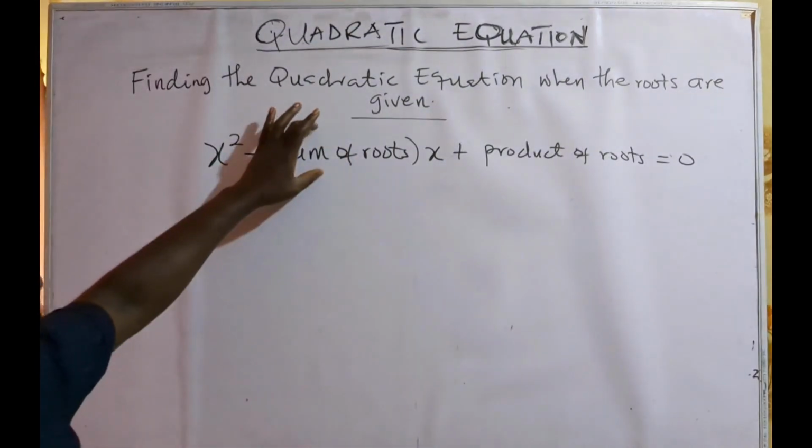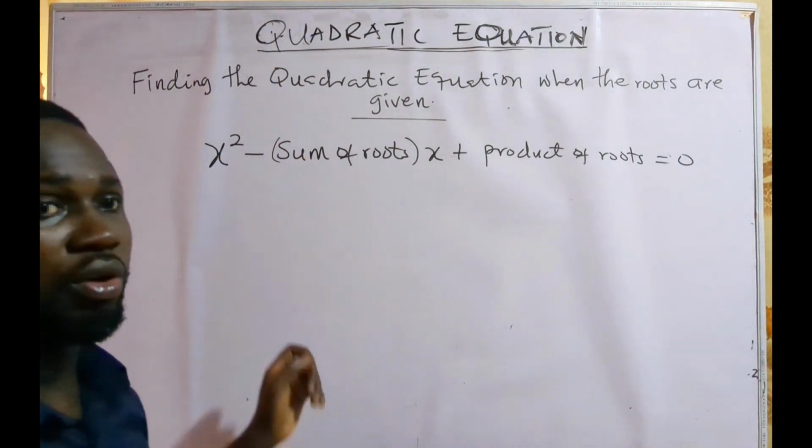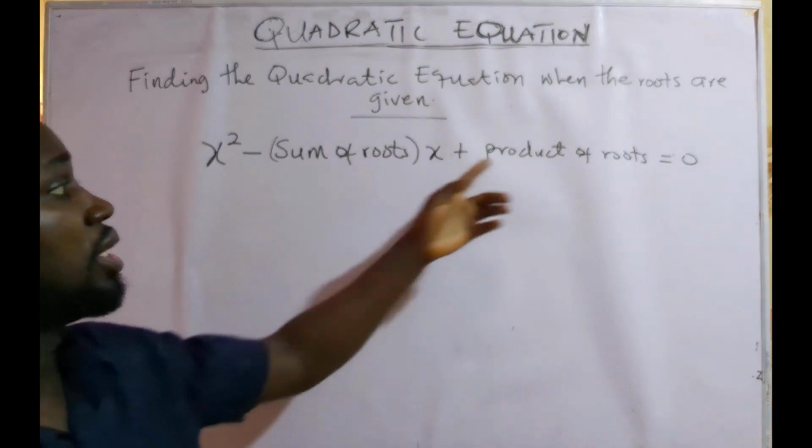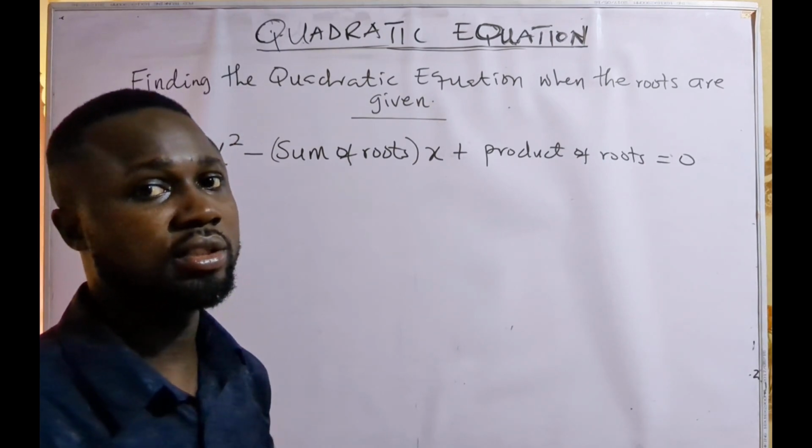For the sum of roots, we are going to add the two values, and for the product of roots, we are going to multiply the roots. So let's look at an example and then we solve.